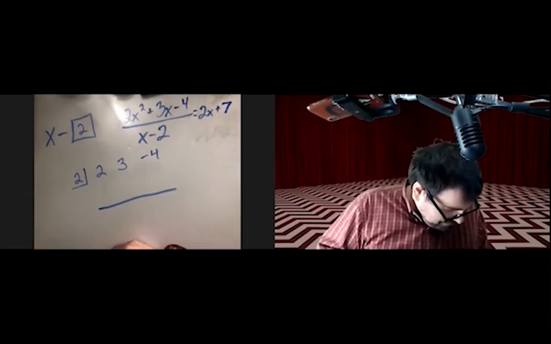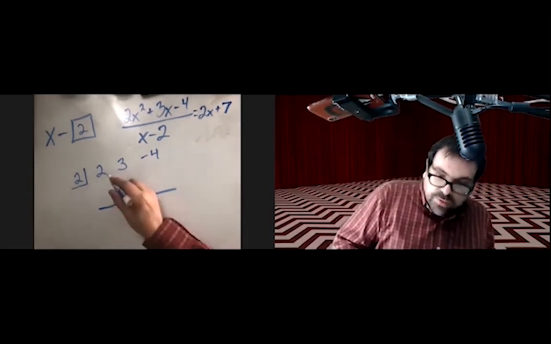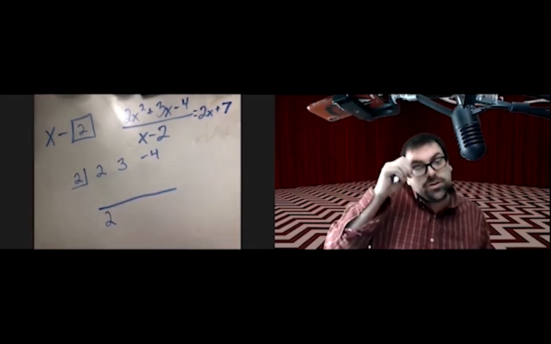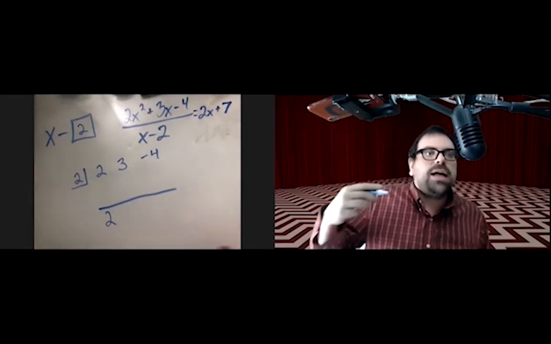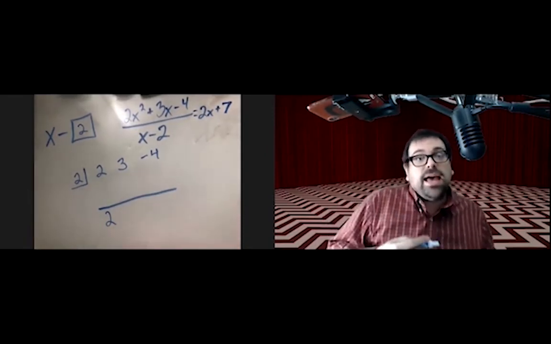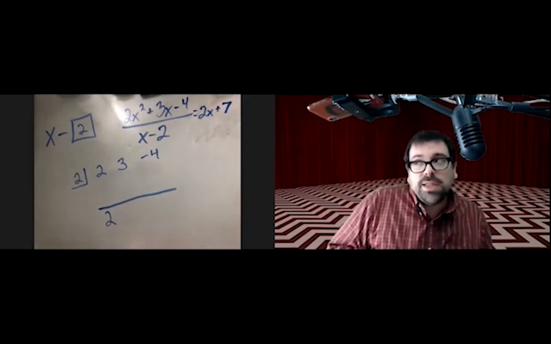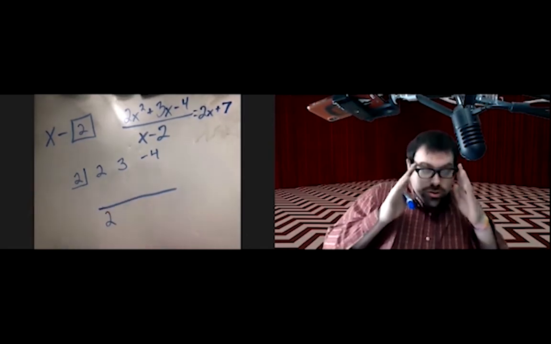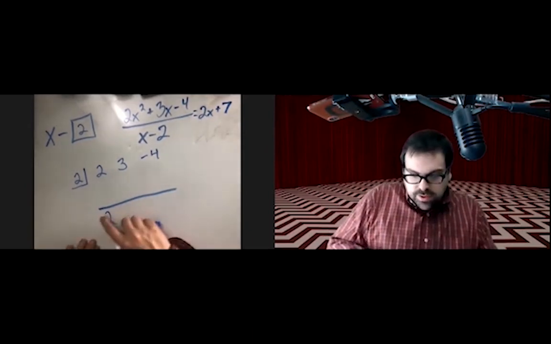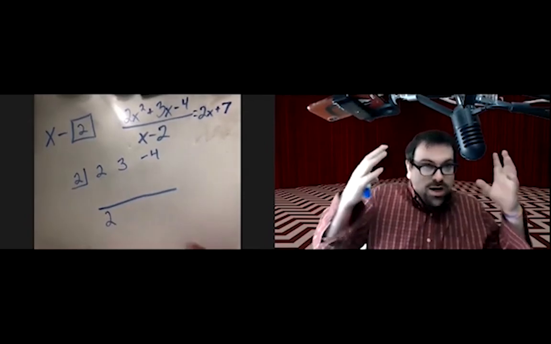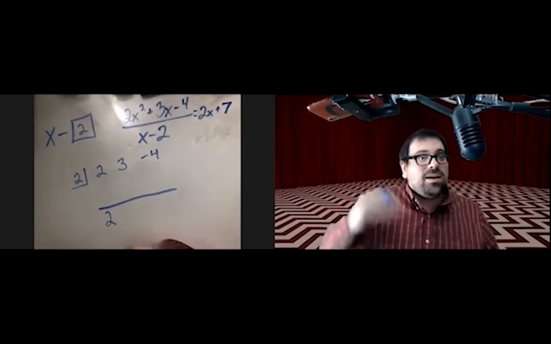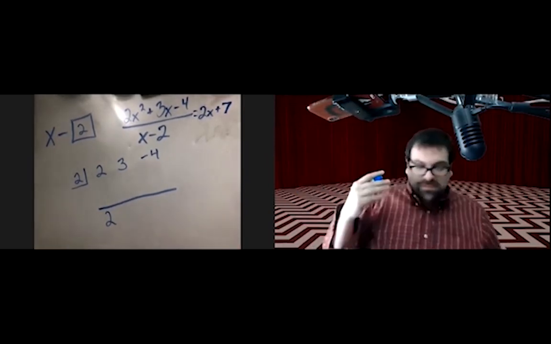Here is what we do. We're going to bring our first number down under this bar. And then we're going to proceed to multiply and add, multiply and add, multiply and add. So this is our new brainwashed thing. When I hear multiply in terms of synthetic division, I want my brain to go multiply and add.